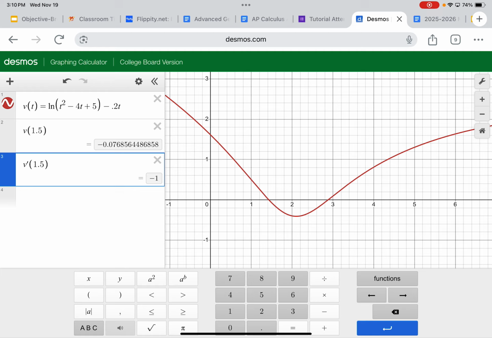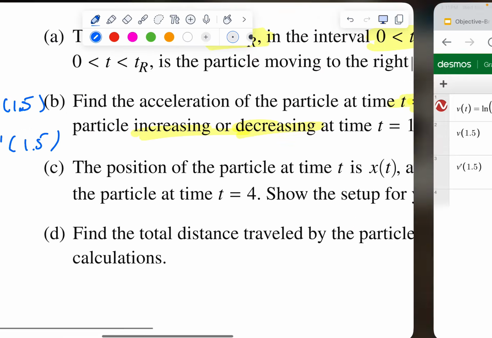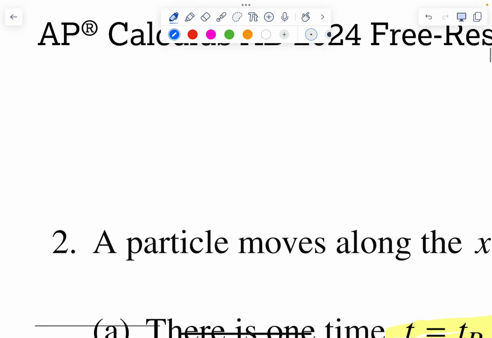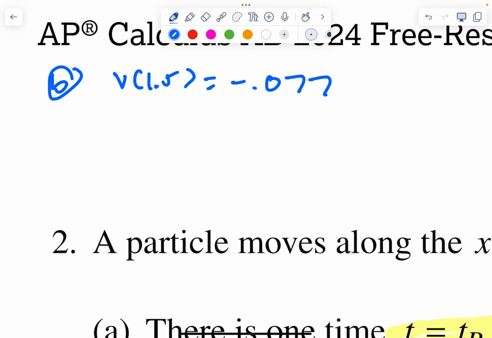So on your paper, you are going to write out v of 1.5 is equal to, how would I round that, everybody? Negative 0.077. If you want to say 0.76, that's okay too. And then v prime. Here's what the AP test wants. They want you to write out the following. I'm on part B. So on v of 1.5, yes, they want negative, what was it? 0.077. If you say 0.76, it's okay.